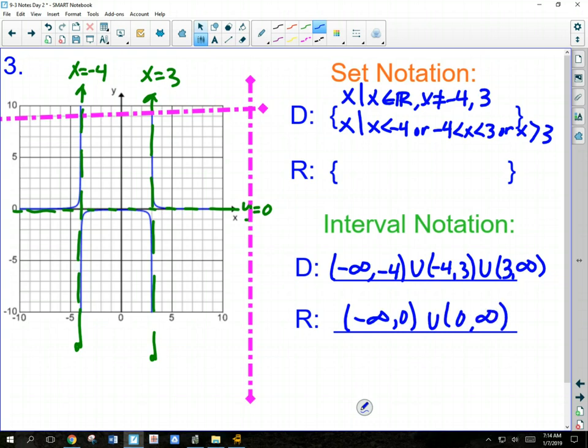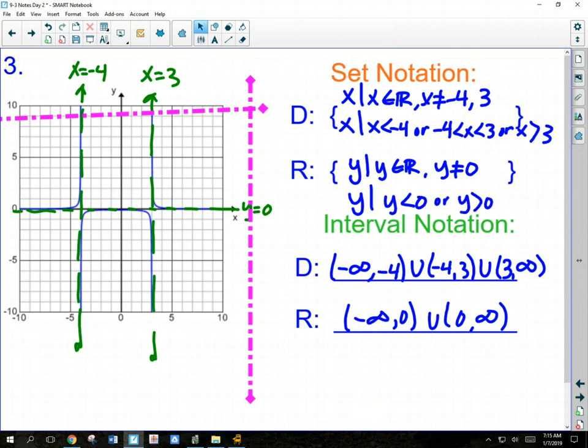And then for your range, up here, again, you could tell me that y is every real number except 0, or you could tell me that y is less than 0 or bigger than 0. Okay? Either way you want to write those is totally fine.